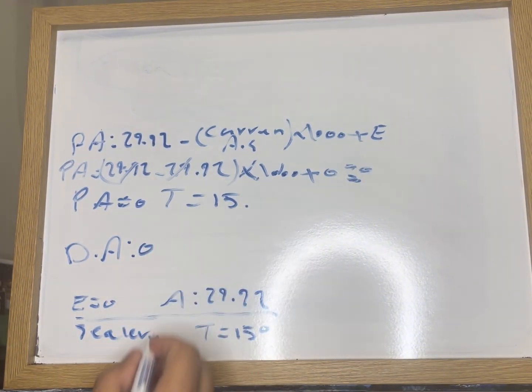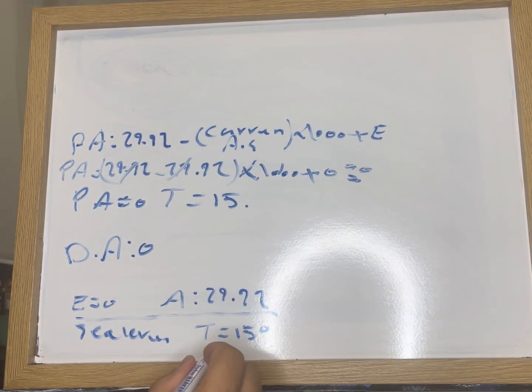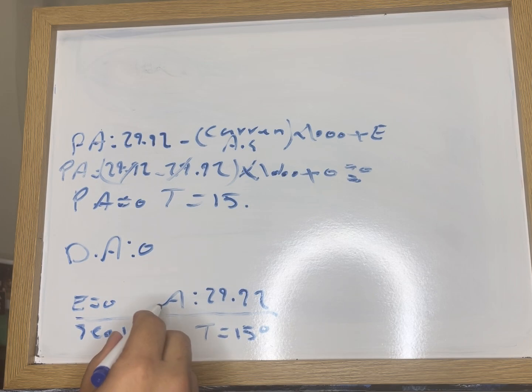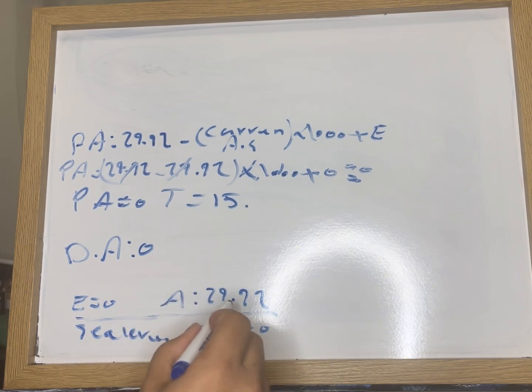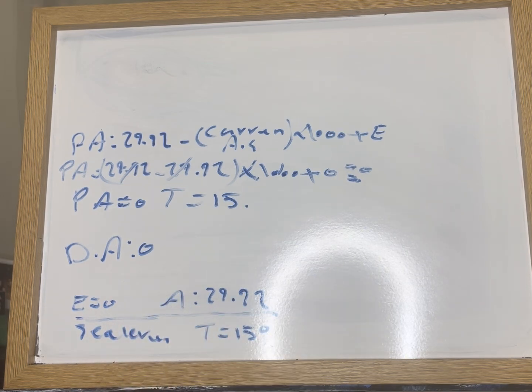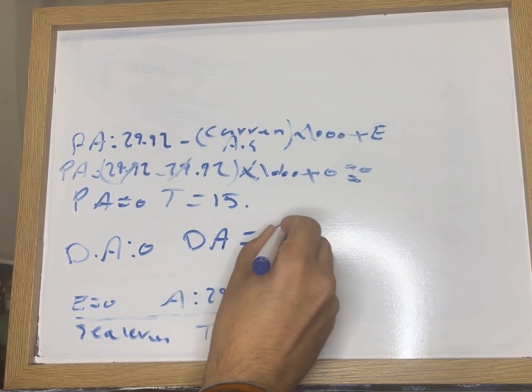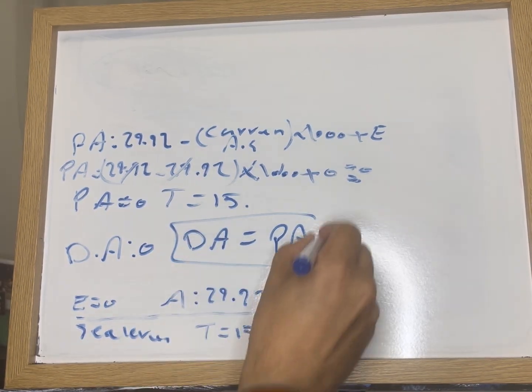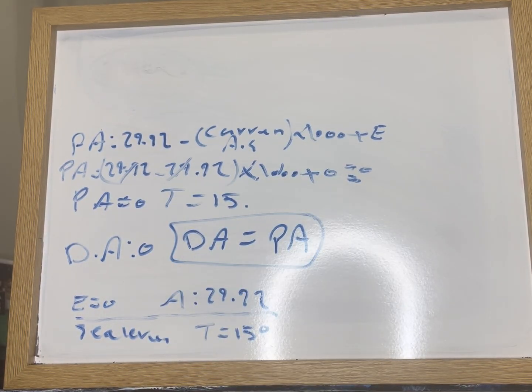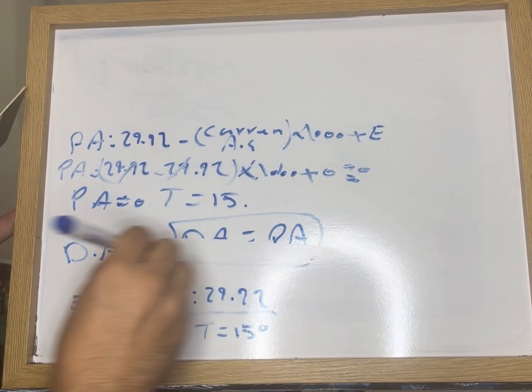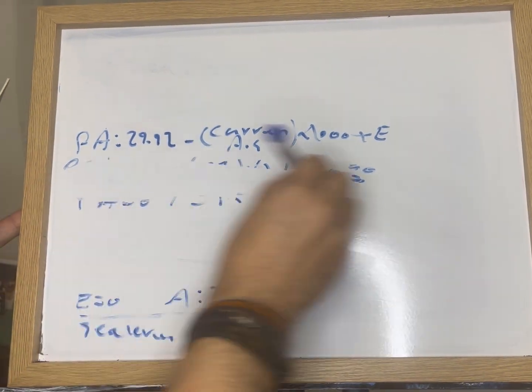We can see that when you are at sea level, in standard atmospheric pressure, because 29.92 is standard atmospheric pressure, and the temperature is 15 degrees, density altitude equals pressure altitude. So let's talk about when you are at a higher altitude.